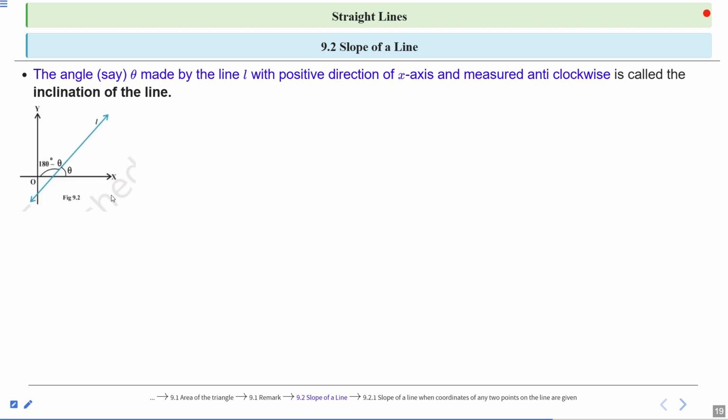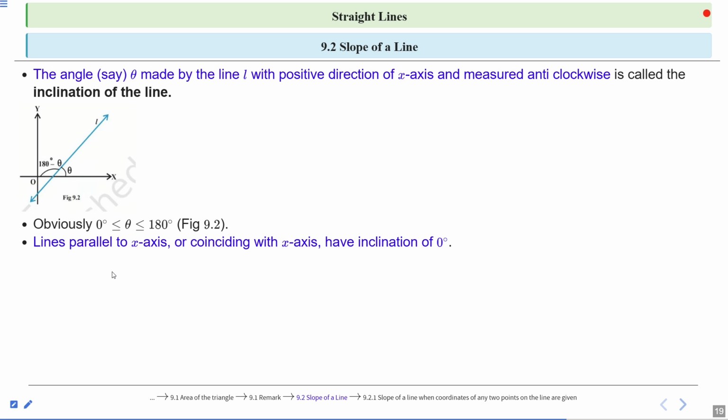So see this figure. Here you can see the angle theta made by the line L with positive direction of the x-axis and measured anti-clockwise, means in this direction. So this angle theta is called the inclination of the line L. Obviously, theta always lies between 0 degree and 180 degree. Here you can see figure 9.2, and note this point, theta always lies between 0 degree and 180 degree.